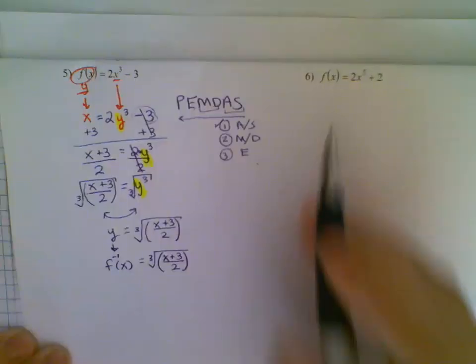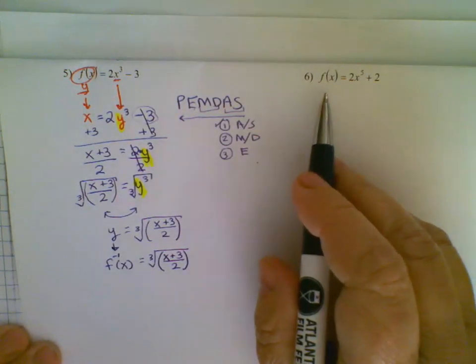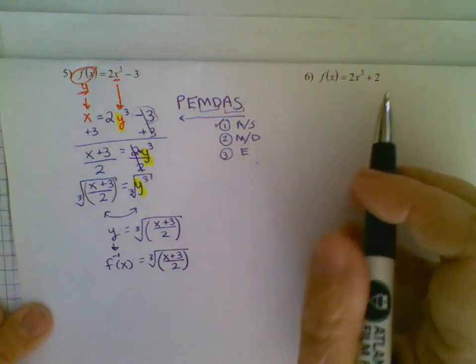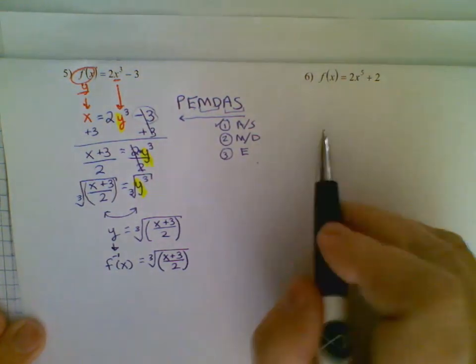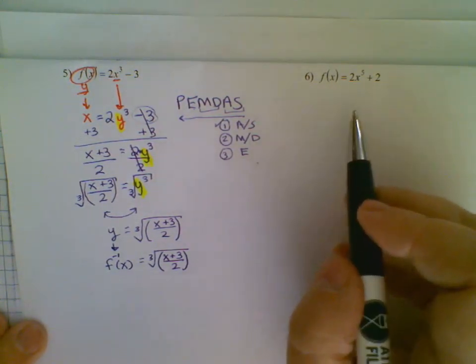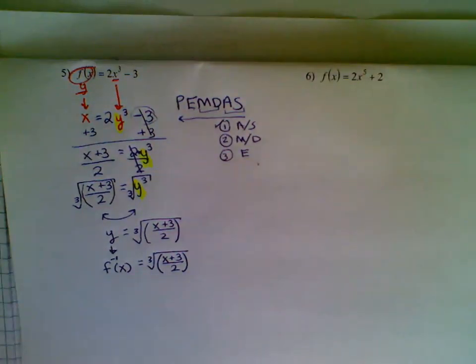All right, so you're going to be doing number 6, which is set up very similar. It just has different numbers, of course, and it has a 5th power instead of a 3rd power. And remember to ask for help from your teachers if you need it.